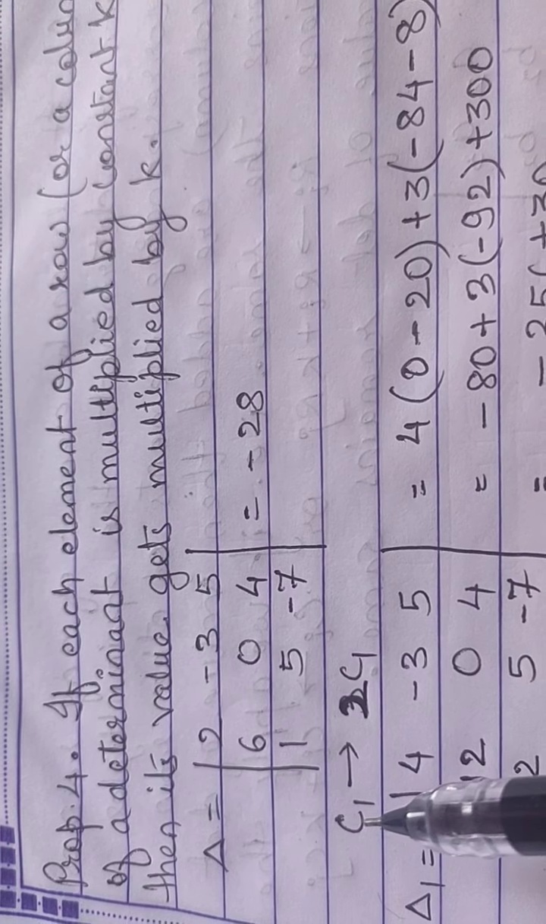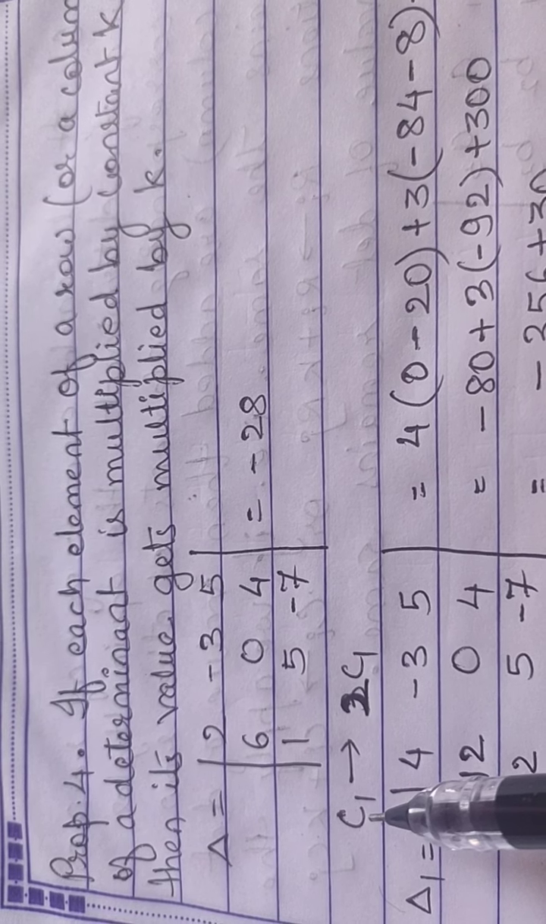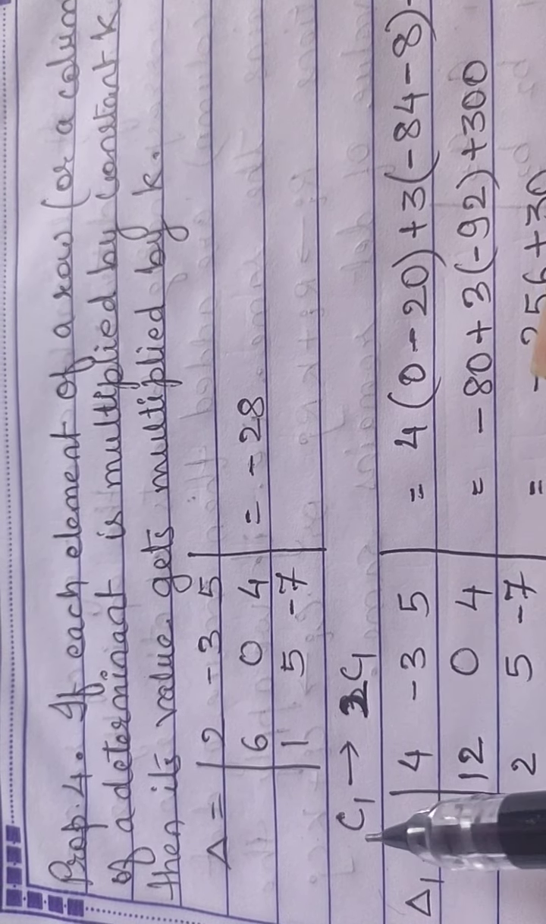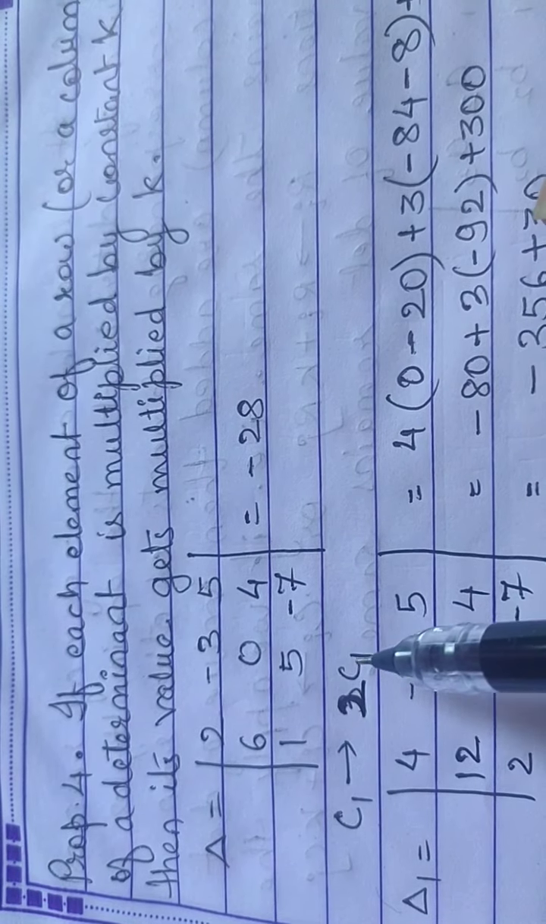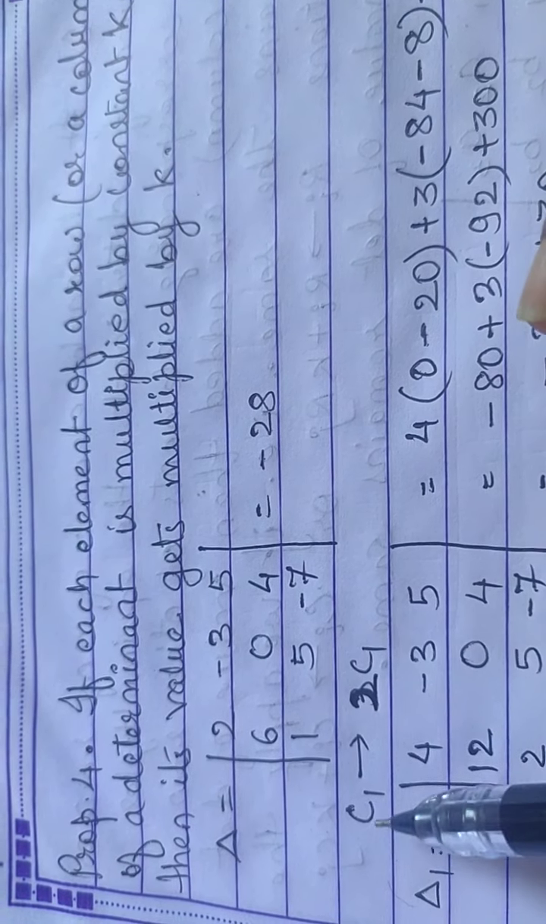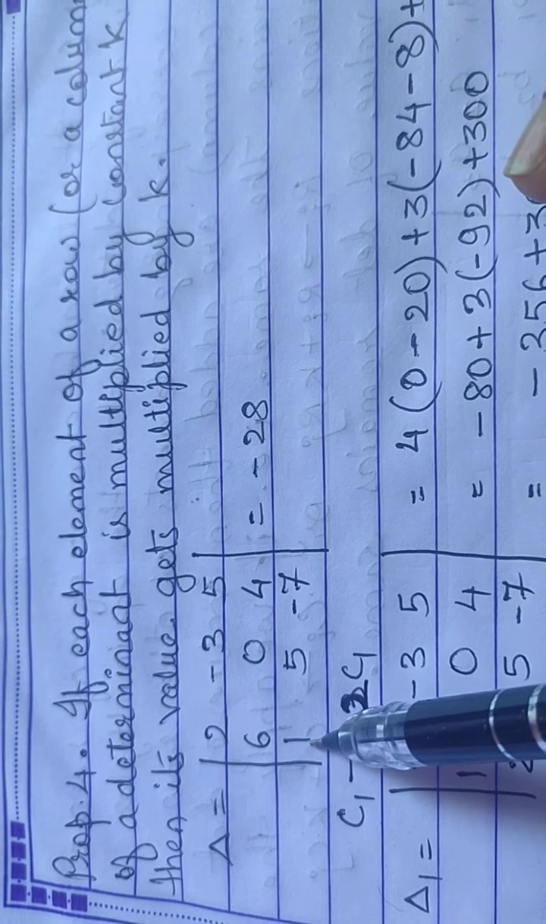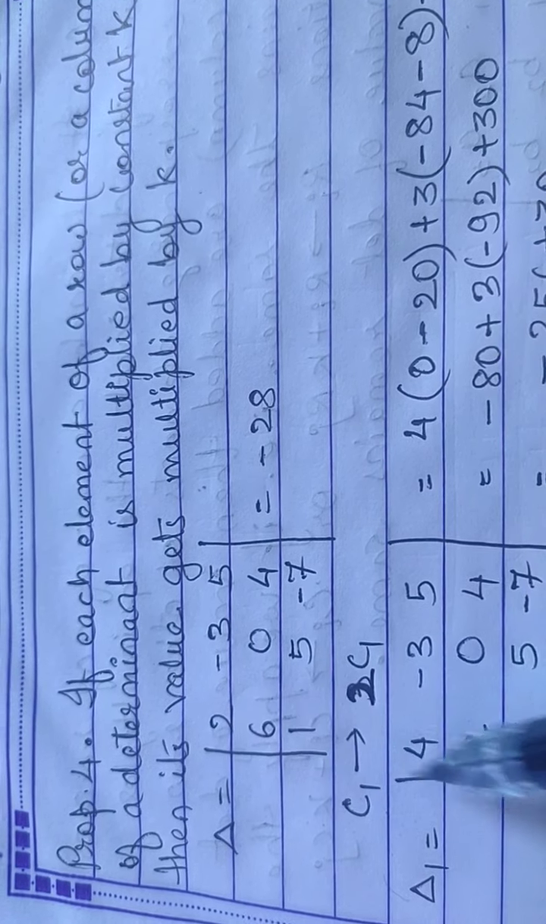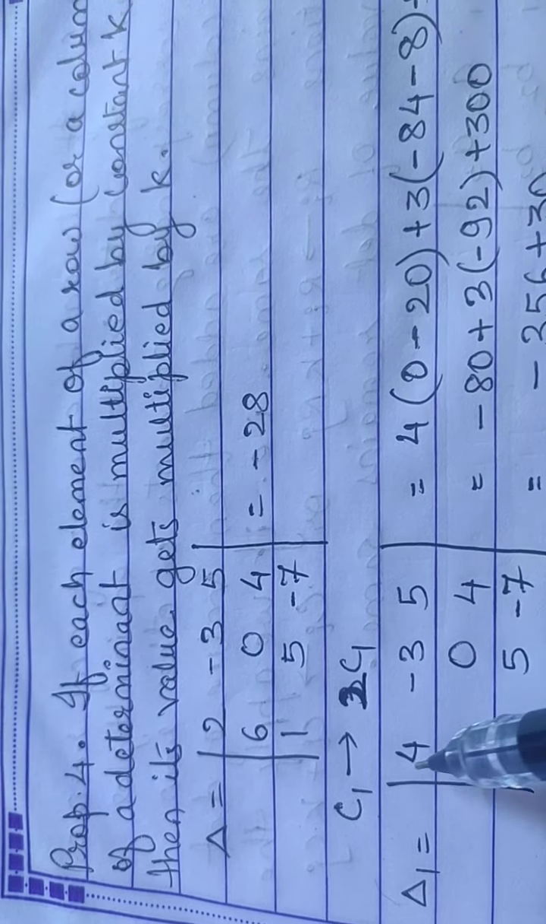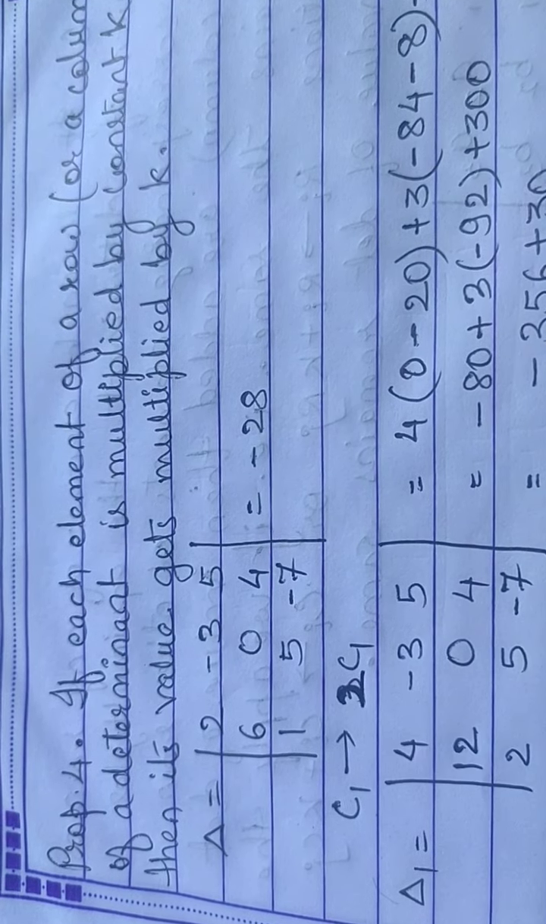Now I am going to multiply the first column elements by 2. C1 changes to 2 into C1, which means the first column elements will now be 2 into 2, this is 4, 6 into 2, this is 12, and 1 into 2.